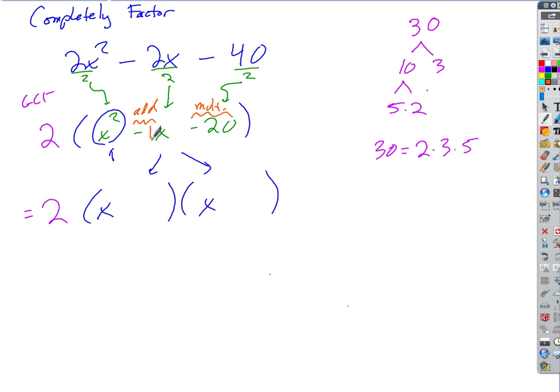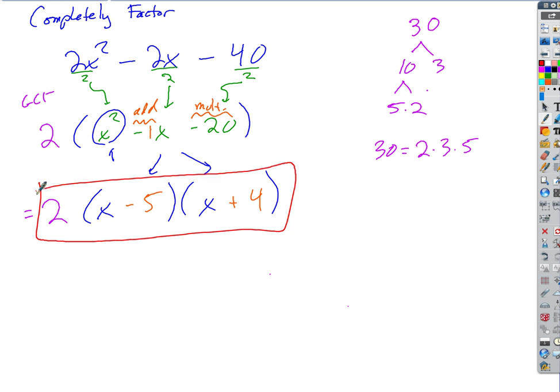Say it again. We know we have a positive and a negative because they multiply to a negative. Oh, the negative. The negative. Good. So we'll put that one first. So what are they? 5 and 4. Good. So negative 5, positive 4, and that is our answer. That's completely factored. Broke it all the way apart, right?